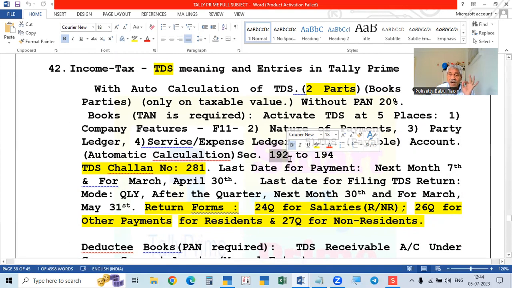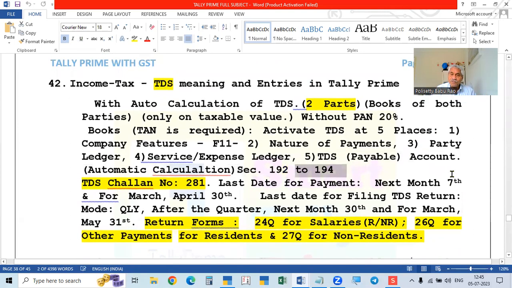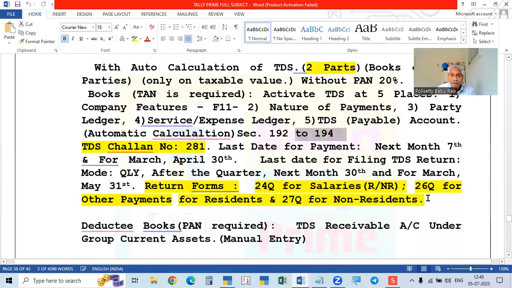Except salaries, all other types of payments are covered under 193 and 194. Every month, the amount deducted for the whole month will be paid to the government by 7th of next month.